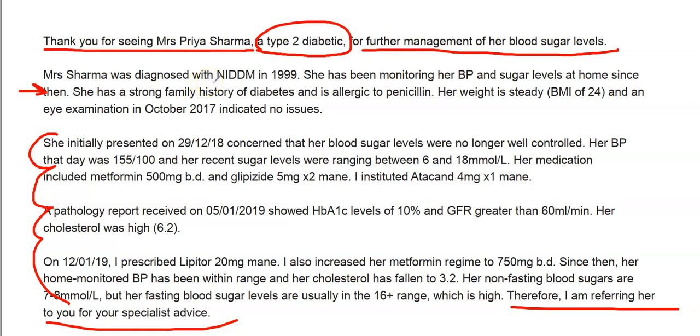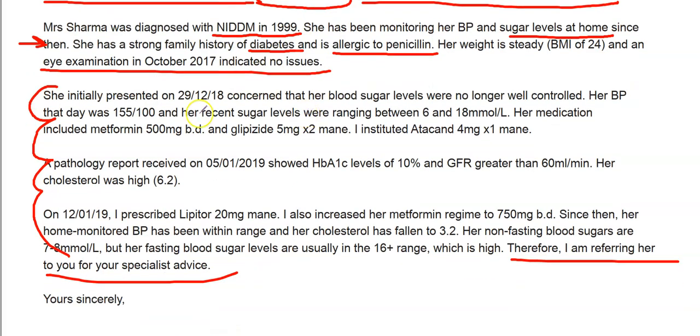what the score is. So she's had it since 1999. She monitors her levels at home, and she's got a family history of diabetes. That's useful. Her weight's not too bad, and she's had an eye exam, and there were no issues there. So I would be tempted for this one to put the history in paragraph 2, because there's quite a few things there, and that's going to inform everything that follows.